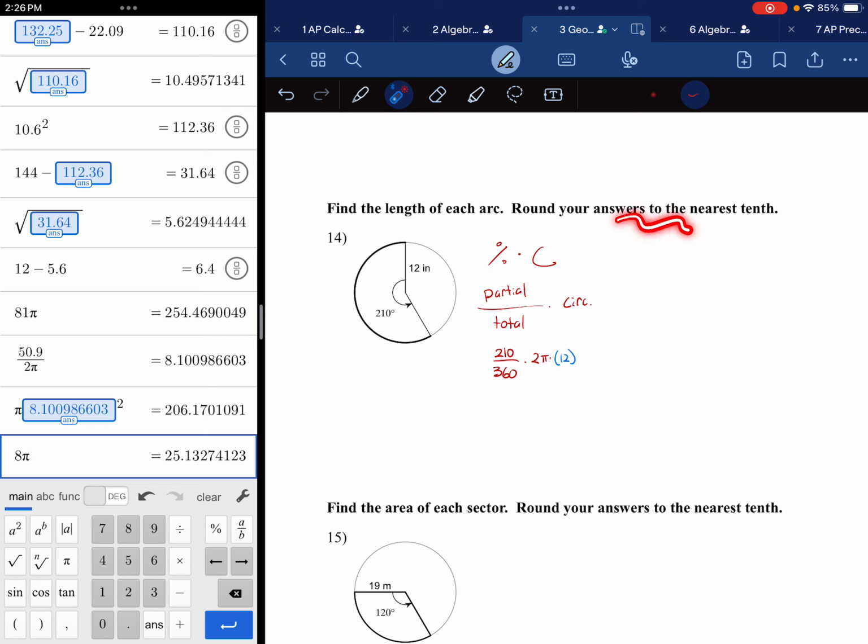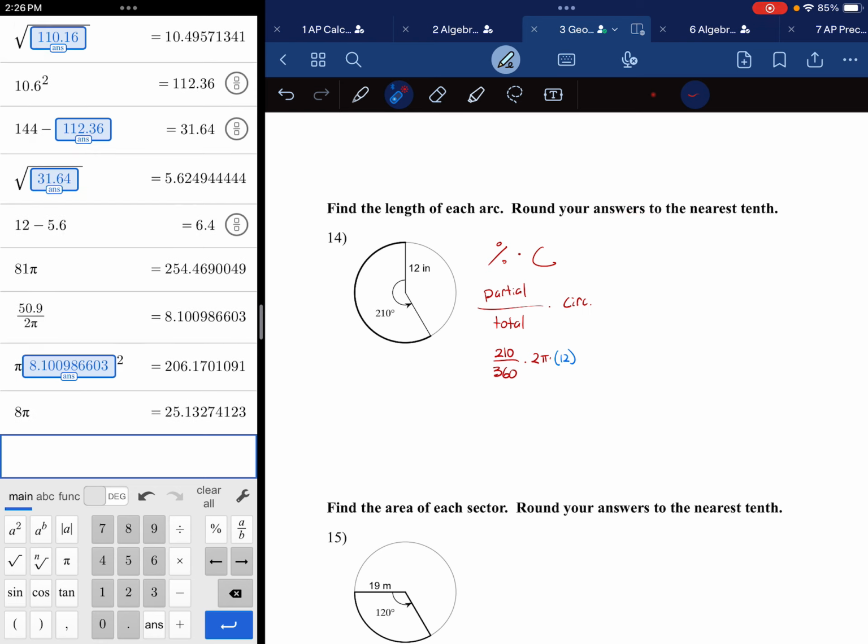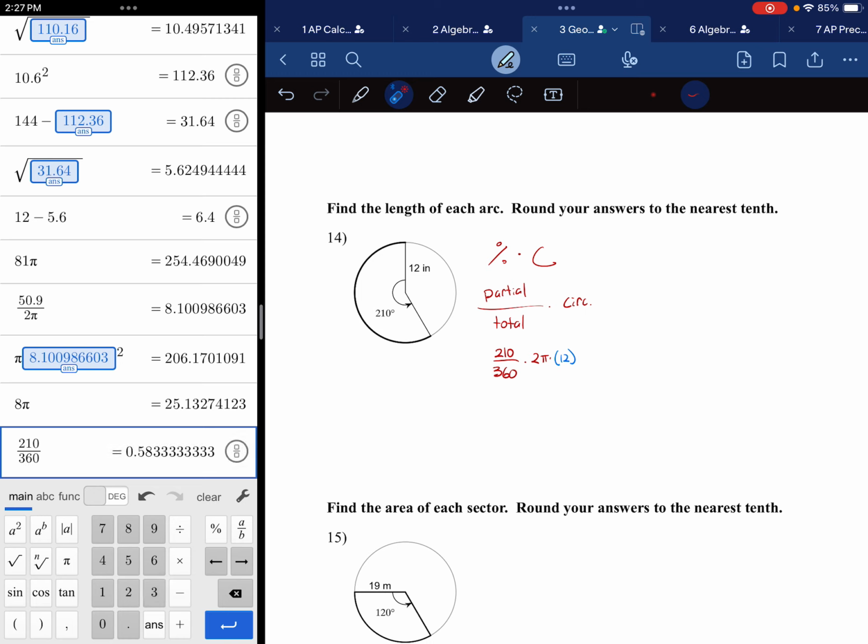So I just need to type this all into the calculator. I'm allowed to use a calculator because it wants me to round my answer to the nearest tenth. So let's just type all this stuff in. 210 divided by 360. So I'm talking about 58% of the circle. And I'm going to multiply that times 2 times pi and times 12.